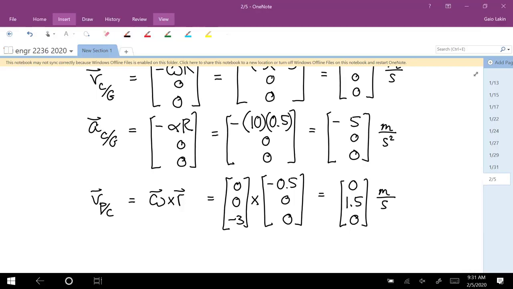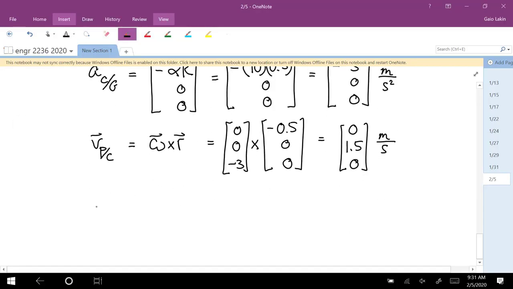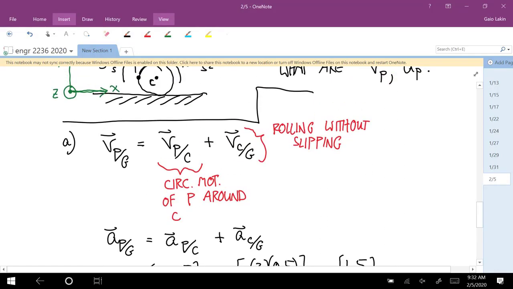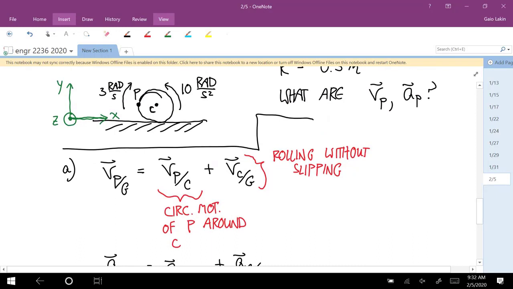And now for the acceleration, we'll use the relative acceleration equation. So the acceleration of P relative to C is equal to alpha cross r plus omega cross omega cross r. So we have the omega and the r, we just need the alpha. What's alpha as a vector? 0, 0, 10 in the positive z direction.